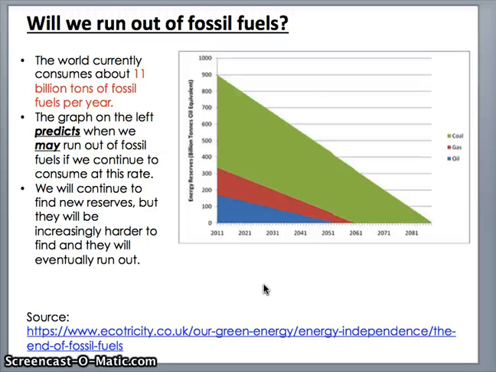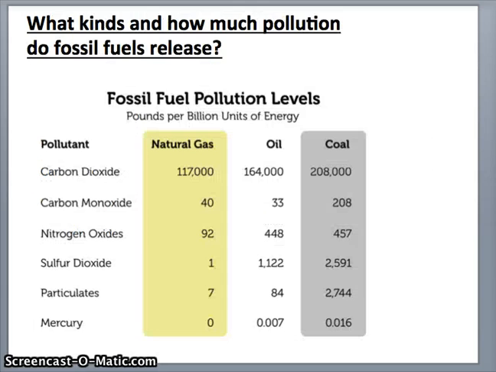But it is predicted that the amount of pollution that is released by these fossil fuels is more of a concern than worrying about when we're running out. So let's take a look at that next. This table shows you the kinds of pollution that fossil fuels release. The number one pollutant is carbon dioxide.